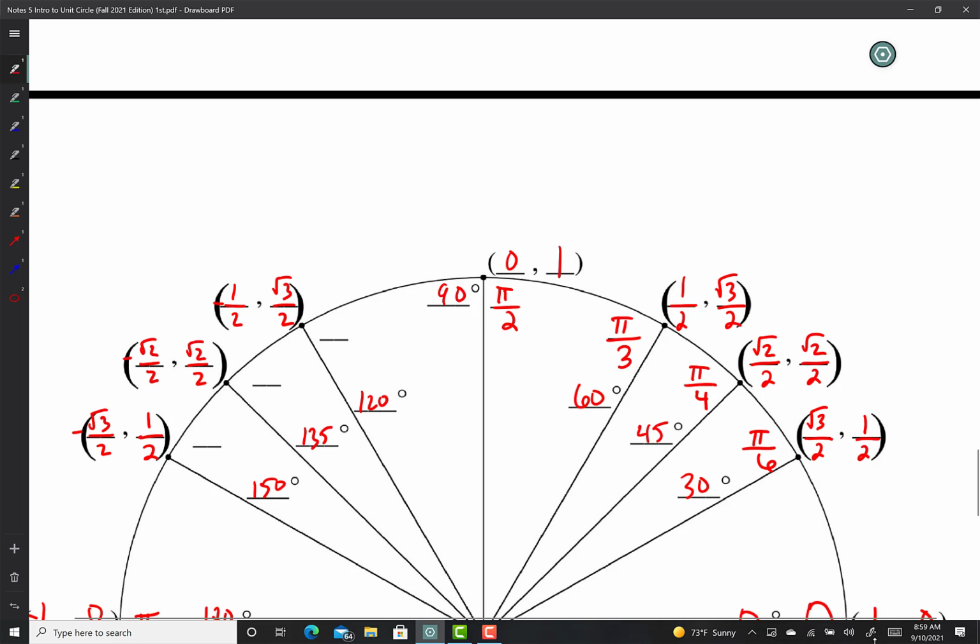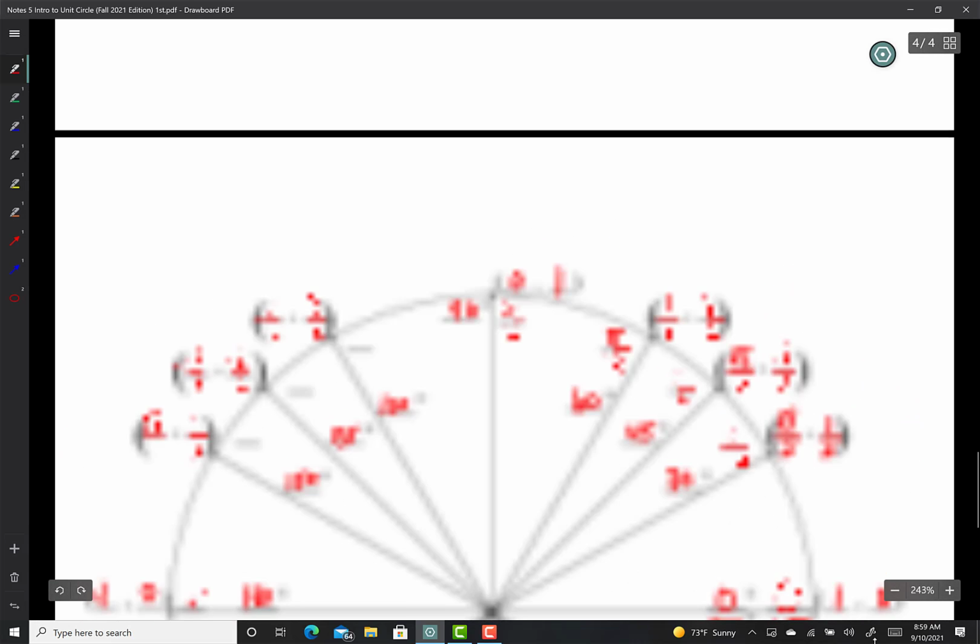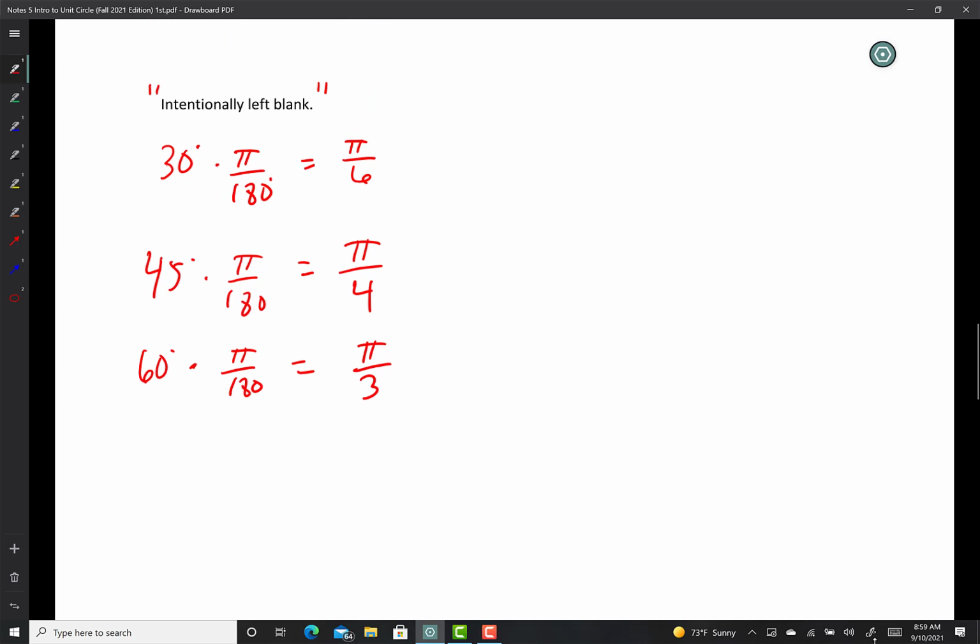Yay, we got the first quadrant. Let's keep going. Let's see. Can we continue with the same pattern for quadrant 2, I guess? I guess we can, but watch.